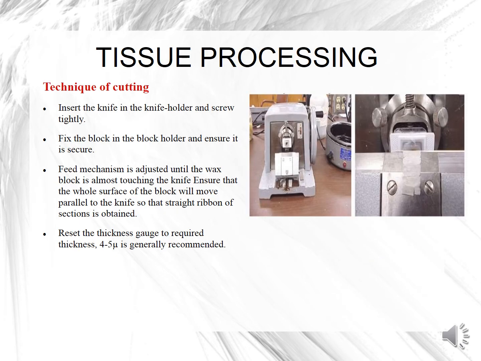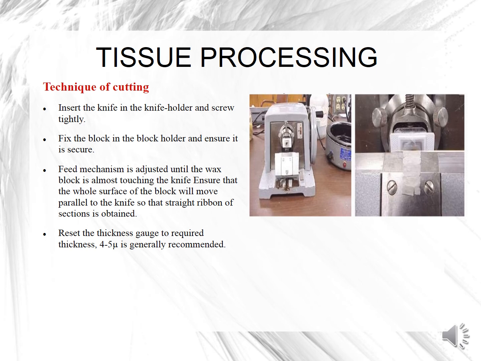Next is tissue processing: technique of cutting. Here this is the block holder and here the block is present. The tissue embedded wax is present, and this is the stage, and here is the blade. While running the microtome, we are getting the sections serially. Serial sectioning is very important for histological study.